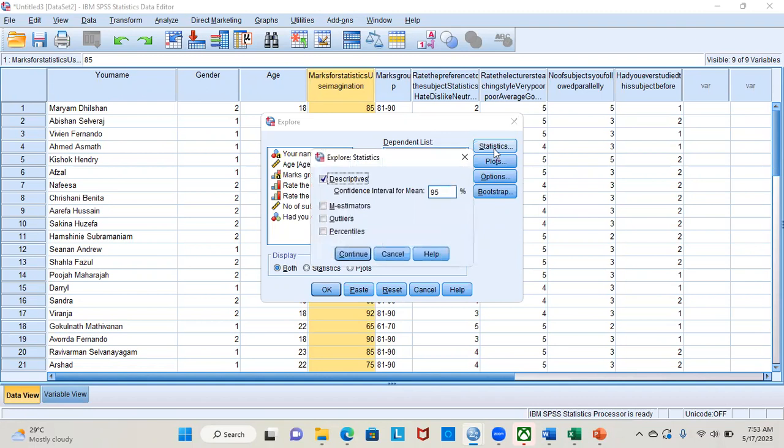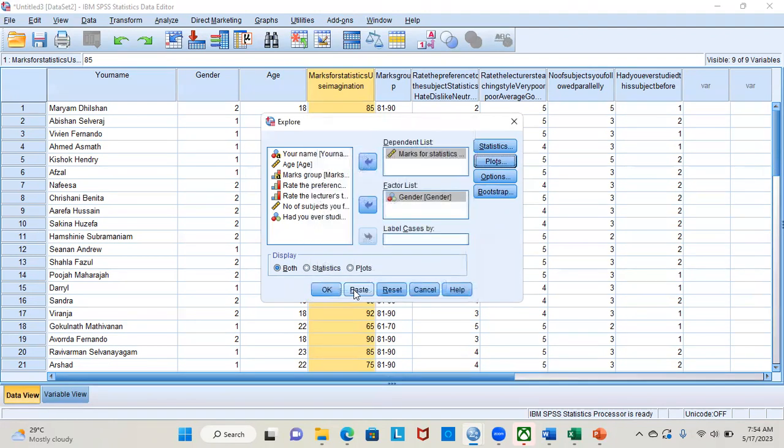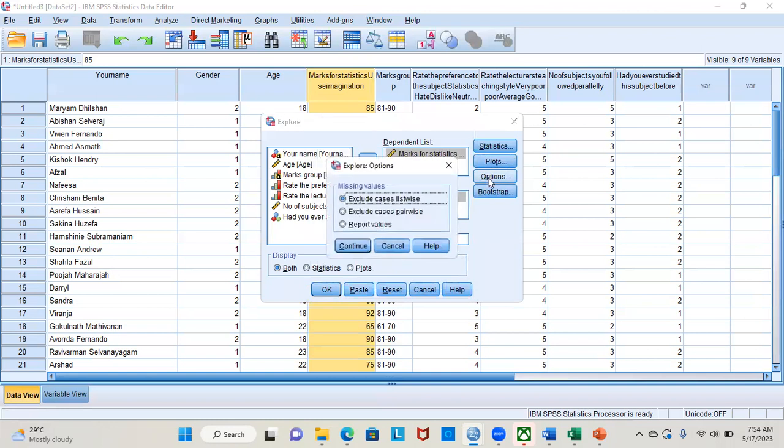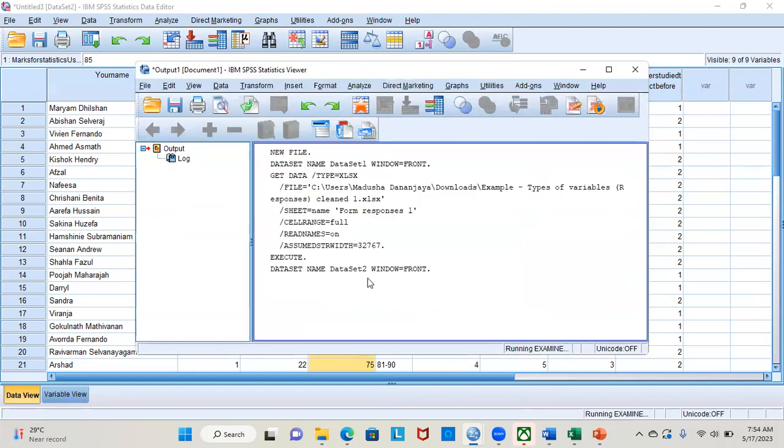Then we'll go to Statistics, no issues. Then Plots. Here you need to tick the box Normality plots with tests. Then Histogram. No need to tick stem-and-leaf. Then Factor levels together. This is okay. You continue. Options, no changes required. That's it. We can give OK now.